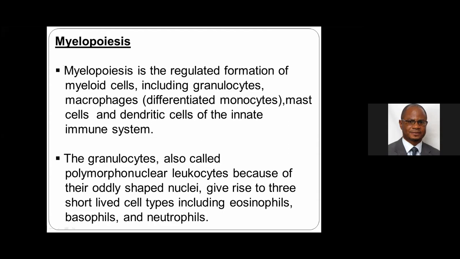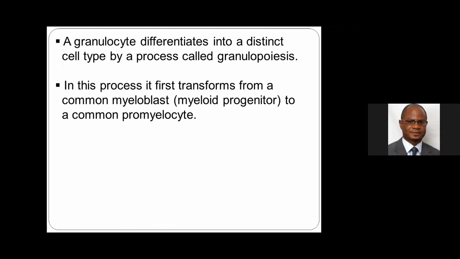The other white cells, monocytes and lymphocytes, are not polymorph. They have a nucleus, but it is one whole nucleus, so those are mononuclear cells. So the white cells can also be divided into polymorphonuclear cells and mononuclear cells. Mononuclear are monocytes and lymphocytes. Polynuclear are eosinophil, basophil, and neutrophil.